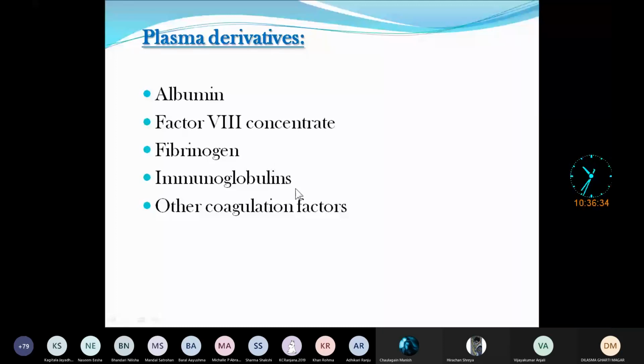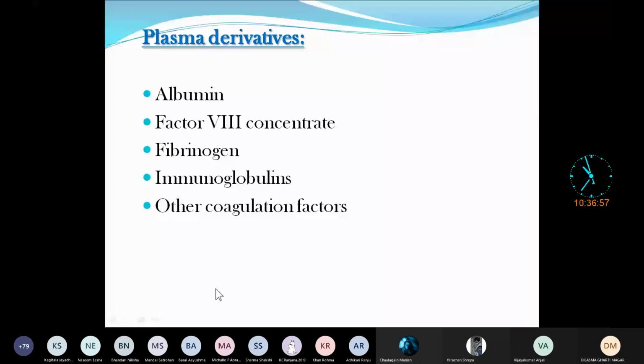Did you study about factor VIII deficiency, factor IX deficiency, and von Willebrand disease? Was it finished? Yes. Okay. Von Willebrand factor, what does it carry? Which factor does it carry? Factor 8. Good. Okay, factor VIII, isn't it?